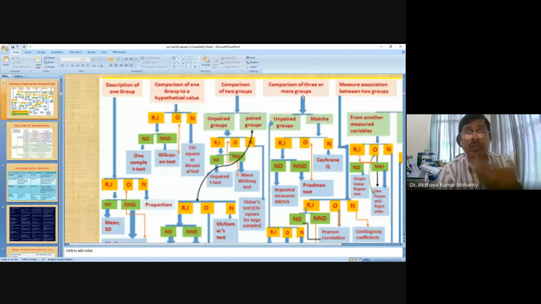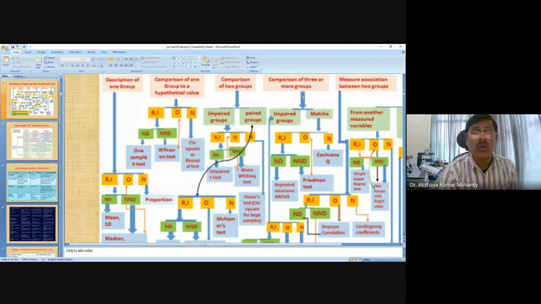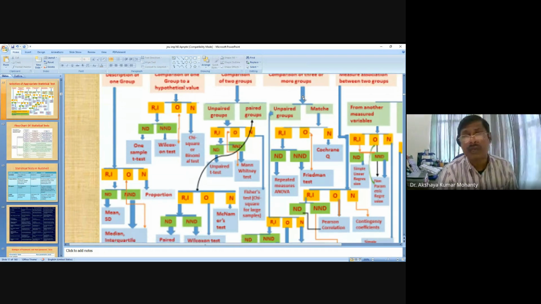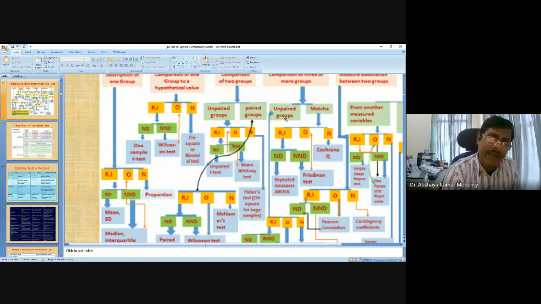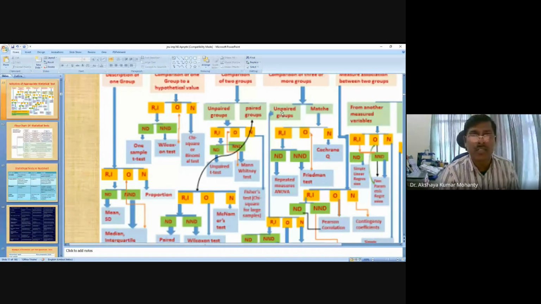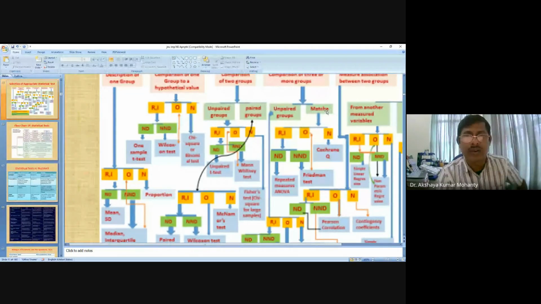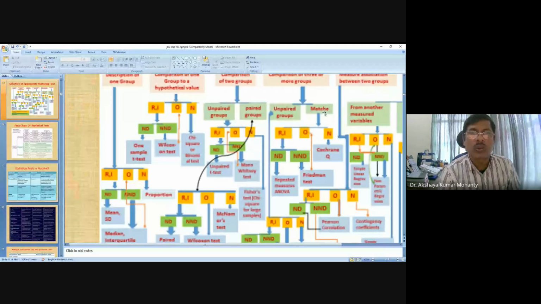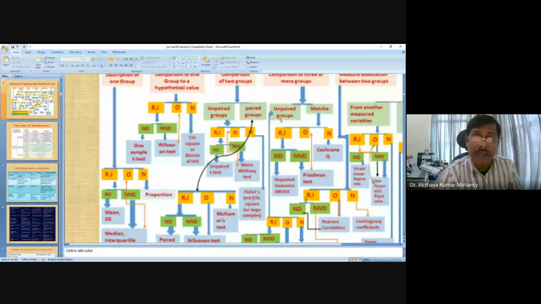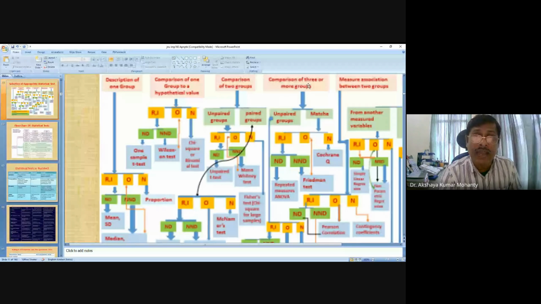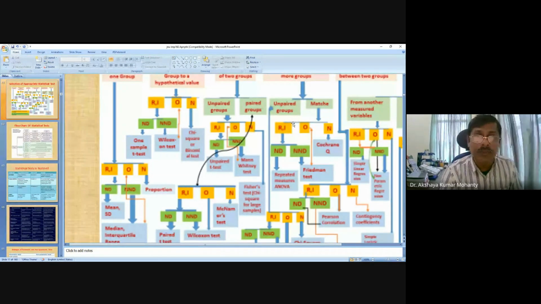So let us say 3 or more groups are there. What will be the things? Similarly, there will be paired and unpaired. Here it is unpaired groups, here it is matched groups. Matched means paired; another name for matched is paired. So now, if it is unpaired, with 3 or more groups, the simple thing will come up.